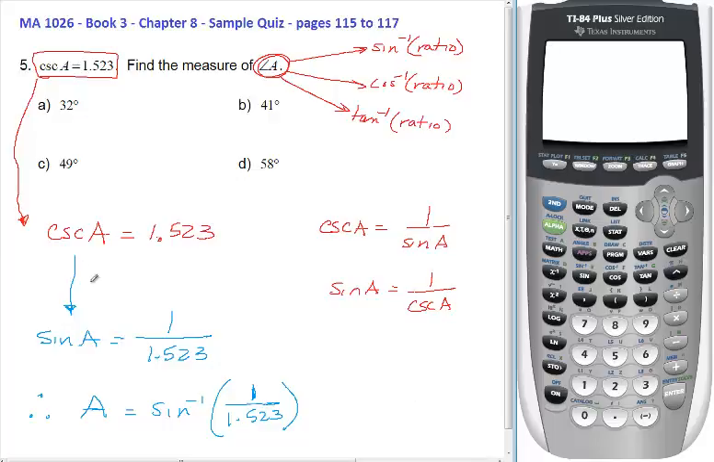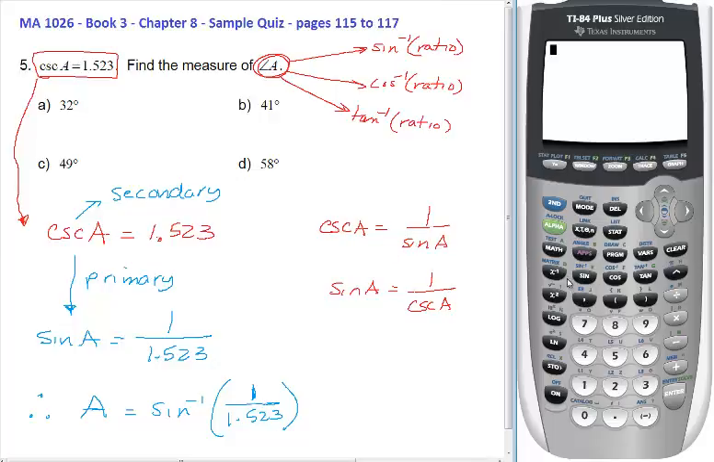So rewrite it as primary, change it from a secondary to a primary ratio, because remember these are called secondary or reciprocal ratios. So change to primary, then write the angle as the inverse of whatever ratio you're given. In this case it's inverse sine.